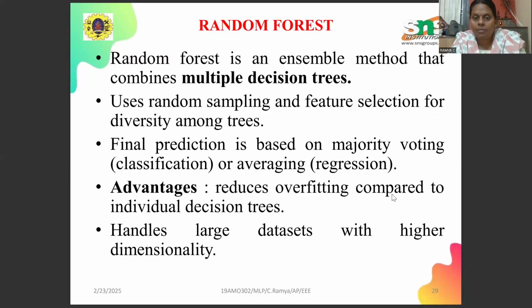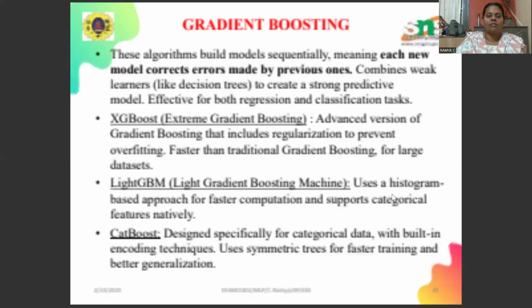The next one is random forest. This is a continuation of the decision tree, and we can also say it is multiple decision trees. Random forest is an ensemble method. We can name it as multiple decision trees. Here the random sampling and feature selection create diversity among the trees, and the final prediction is based on the majority vote or average, that is, the classification as well as the regression part. This is under random forest.